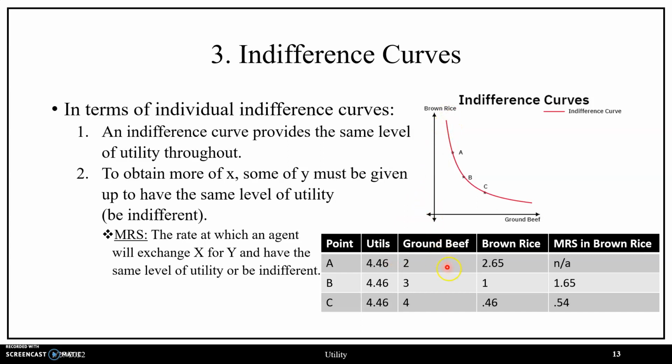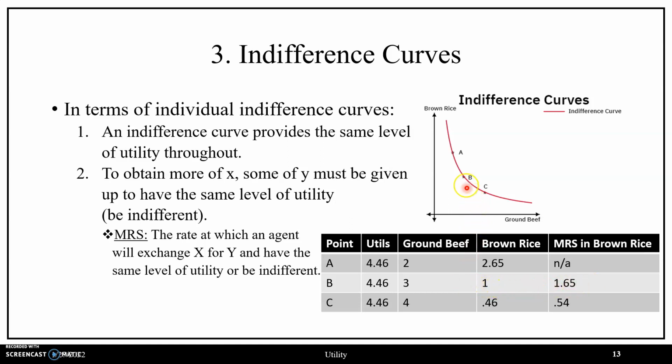We're going from A to B. This is going from 2 units of ground beef to 3 units of ground beef, and in order to do so, the consumer is going from 2.65 brown rice to 1. So the amount of brown rice that they must give up in order to obtain 1 more unit of ground beef to remain on the same level of utility or the same indifference curve is 1.65.